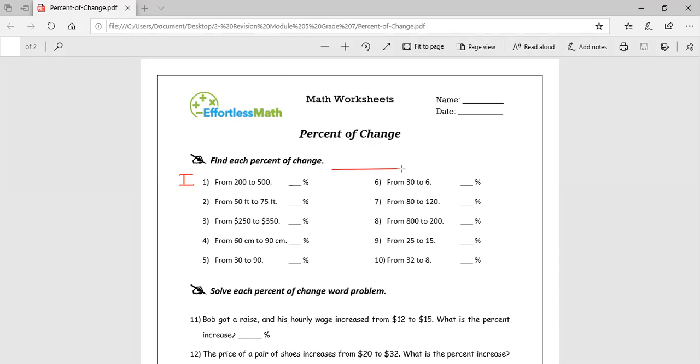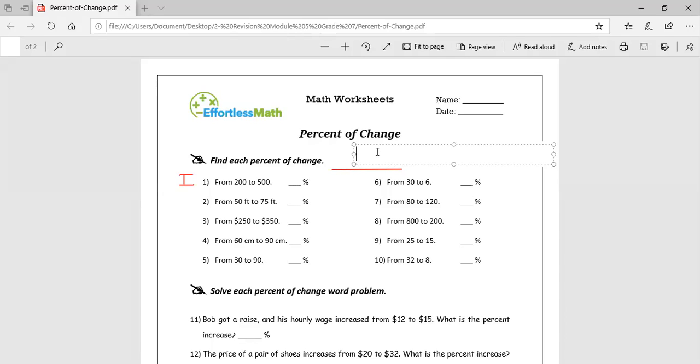500 minus 200 over 100. Okay, and then over 100? No. Over 200. Could you please tell me the formula? Original. Greater, right? Greater minus smaller over original multiply 100, right? So we will write greater minus smaller over original multiply 100.